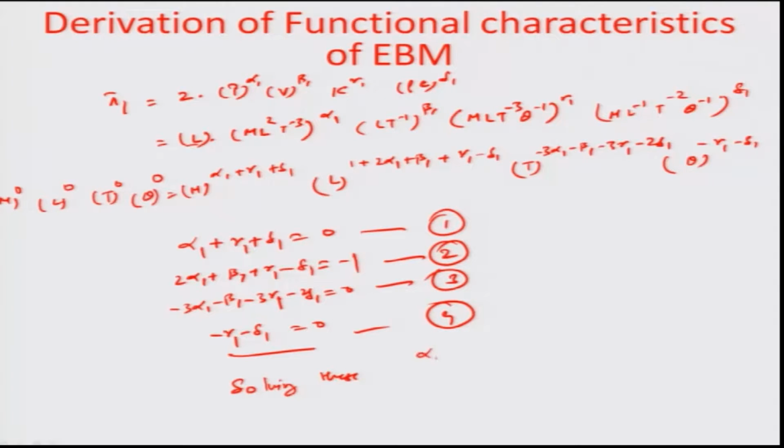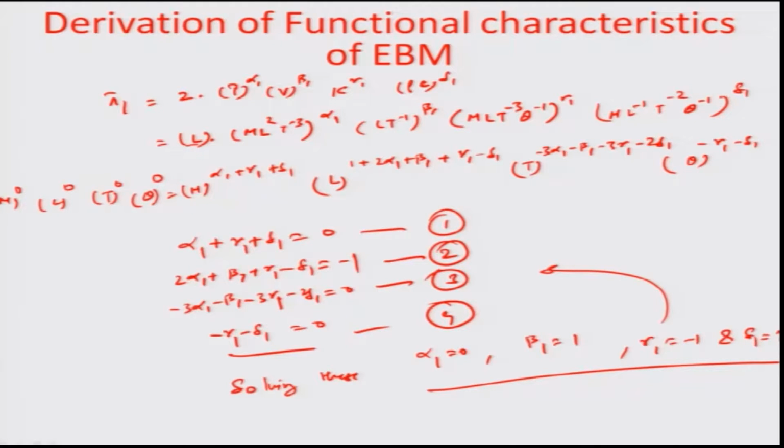we are left with alpha 1 equal to 0, beta 1 equals 1, gamma 1 is minus 1 and delta 1 is equal to 1. You could actually substitute this back, or maybe solve using Gauss elimination or just the normal substitution method, and you would be able to get the different values of alpha 1, beta 1, gamma 1 and delta 1.